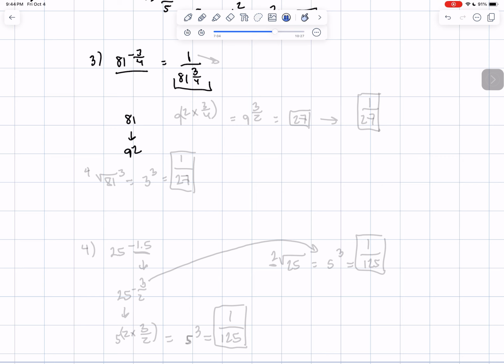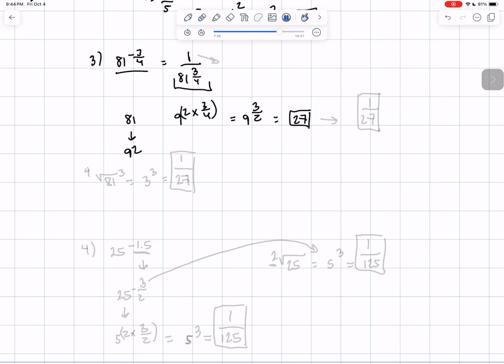So now we can use that 9 squared, multiply it by our fraction. 2 times 3 over 4. So we get 9 to the 3 over 2. Now, we can see we're not going to get a perfect power. That's okay. We can still use that to solve. So 9 raised to the 3 over 2, I get 27.